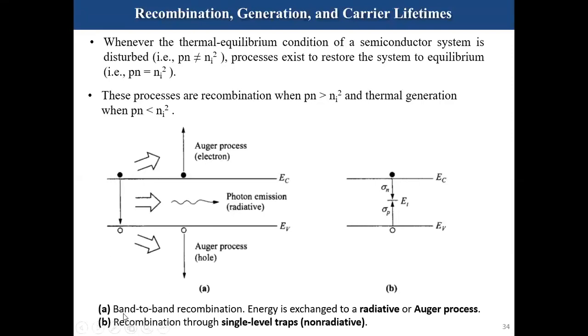So for recombination, for band-to-band recombination, the energy is exchanged through a radiative or non-radiative process. Radiative are these ones, which is a photon emission. Non-radiative processes are these ones. Recombination from single level traps: if you have a trap within the same level, then it's generally non-radiative, which is thermal.